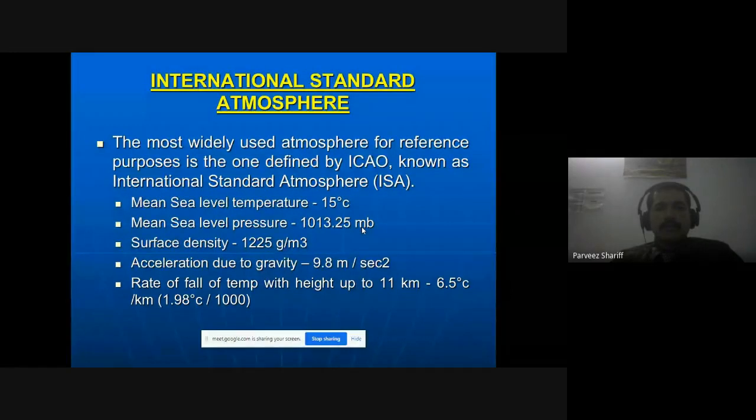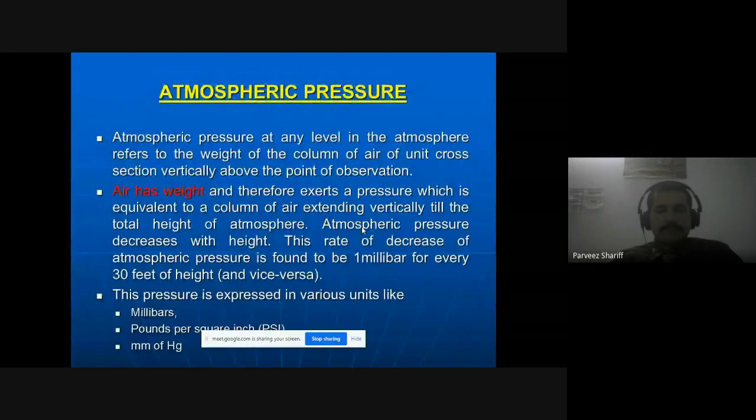The International Standard Atmosphere may come as fill in the blanks. What is the mean sea level temperature as per ISA? It should be 15 degrees. What is the mean sea level pressure? What is the surface density? All these things.